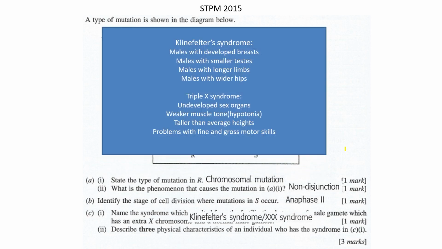Now the C2, it says describe 3 physical characteristics. So characteristics that can be seen, physical. So these are the answers. Some books, for Klinefelter's, say the individual has a female voice. Having a female voice is not something that can be seen physically, so it cannot be part of the answer here.